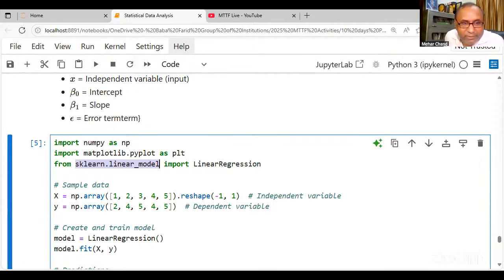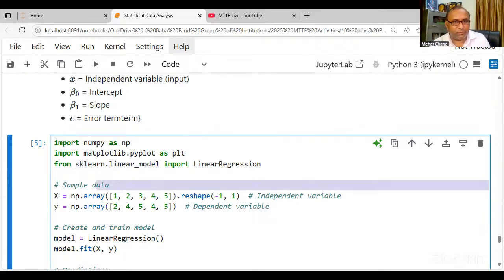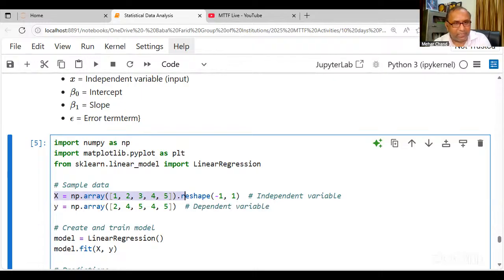So here you can see we have the data set. We are taking x equal to np.array of 1, 2, 3, 4, 5, reshaped with minus 1, 1. And then we have y, and the values are 2, 4, 5, 4, 5. These are the dependent variable, and x is the independent. Here we are creating and training the model. We are choosing the model first, and the model which we are using is linear regression.